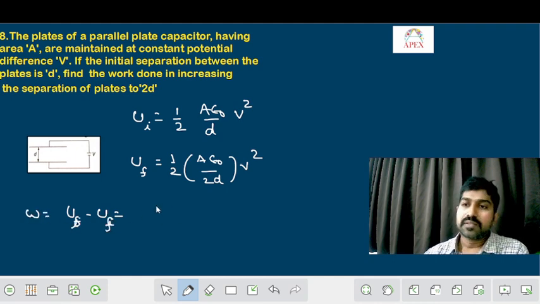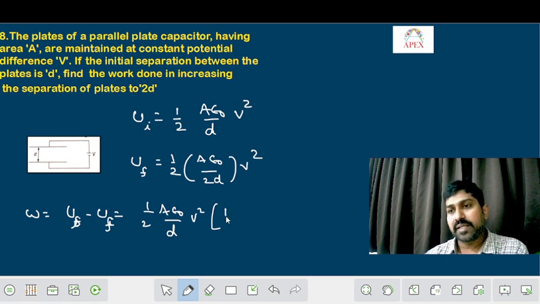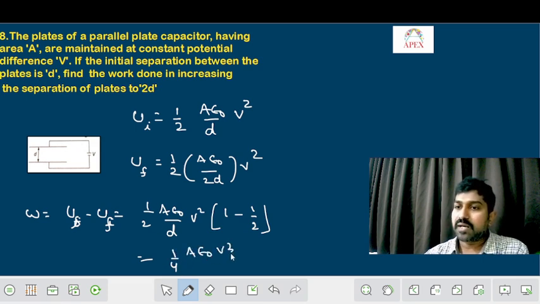Anything you can write. So 1 by 4 A epsilon naught by D into V square, everything is common here. A epsilon naught by D, V square is common, and remaining is 1 minus 1 by 2. That is half only, no? Half into half will be finally 1 by 4 A epsilon naught V square by D. So this is the loss of energy, and which is equal to work done to make the same changes. Okay, the work done to make some changes is equal to, in initial condition, whatever the potential energy is there, and in final case, you have to find out the potential energy and you have to take the difference between them.